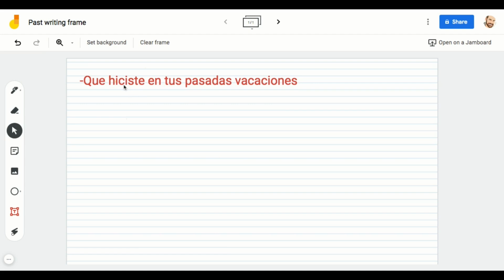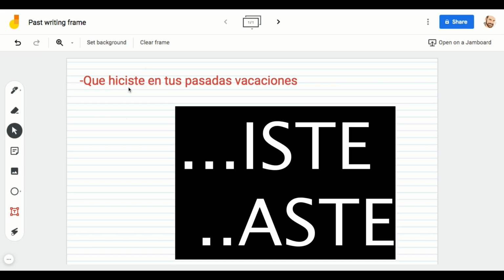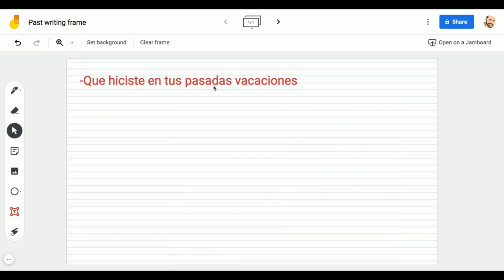Now, in here, the first thing we need to find out is if the bullet point is asking you about the present, the past, the future, or opinions. How do you know that this bullet point is talking about the past? Well, very easy: iste. Iste is one of the patterns for the past tense in Spanish. It could be as well aste for AR verbs, for example, jugaste. ¿Qué jugaste? What did you play, for example? And then as well we have pasadas vacaciones. So we know that this is the past.